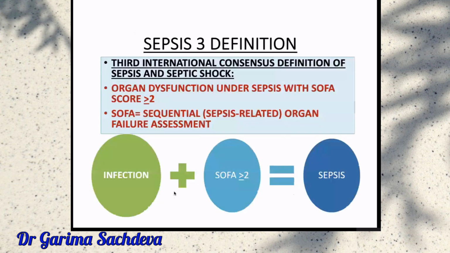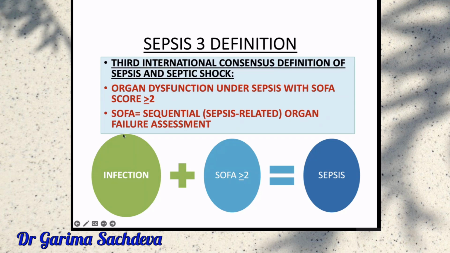Then, what is a definition? That was a definition according to the NICE guideline. Now, there is something called a sepsis 6 bundle or sepsis 3 definition. So, international consensus has also given the sepsis and septic shock definition, which is based on some score. So, if there is organ dysfunction under sepsis, they have given various points, and based on those points, you calculate the score.